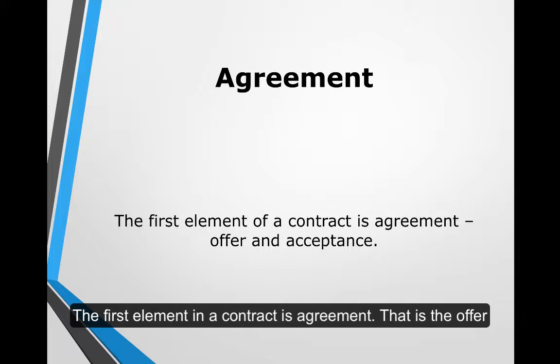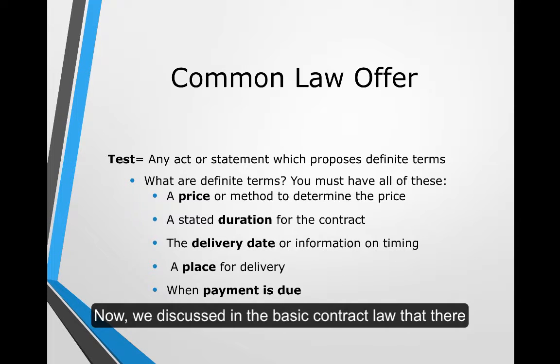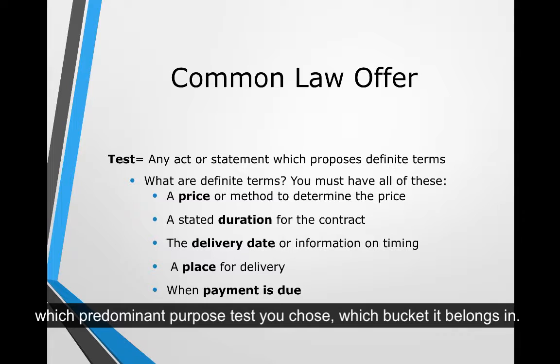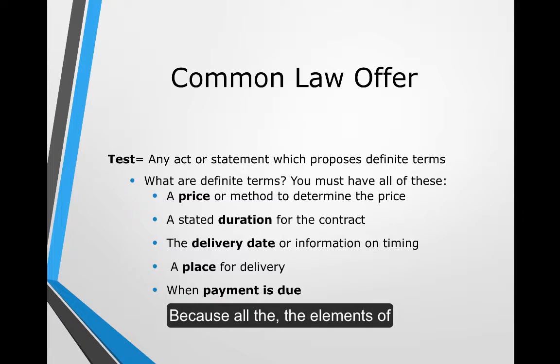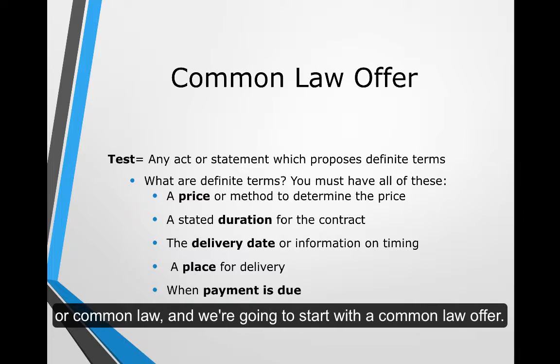The first element in a contract is agreement. That is the offer and the acceptance combined. Now, we discussed in the basic contract law that there are UCC and common law contracts. It's very important that you remember which predominant purpose test you chose, which bucket it belongs in, because all the elements of a contract will change depending on whether it's UCC or common law.